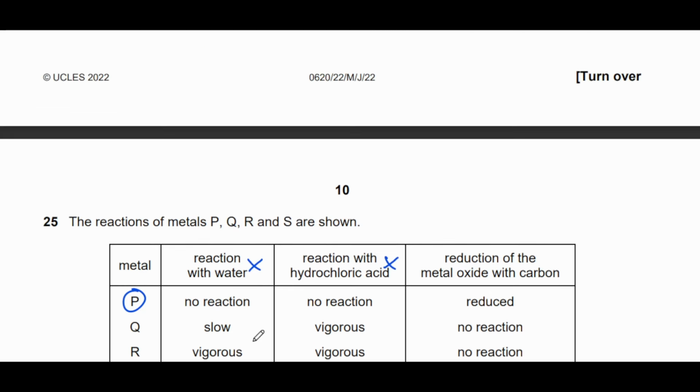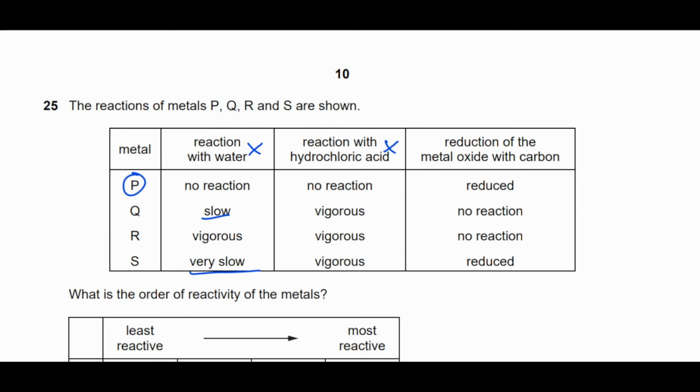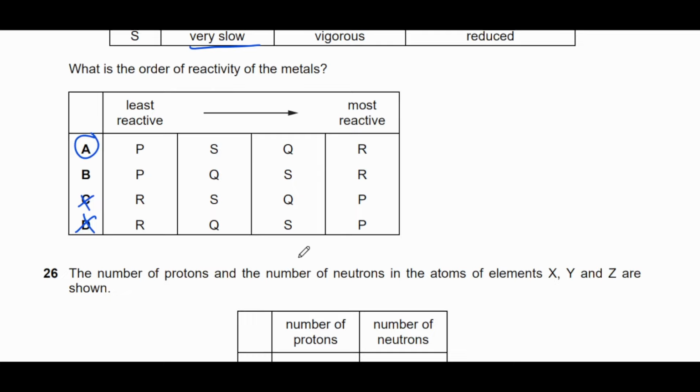Okay, so followed by, next is between Q and S, which is more reactive or which is less reactive. Let's see. So reaction with water, very slow compared to slow. Okay, so if you react slower with water, you are therefore less reactive, right? So therefore 25 is A. Okay, so P, S, Q, R.